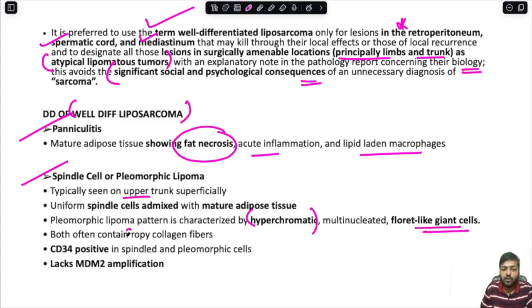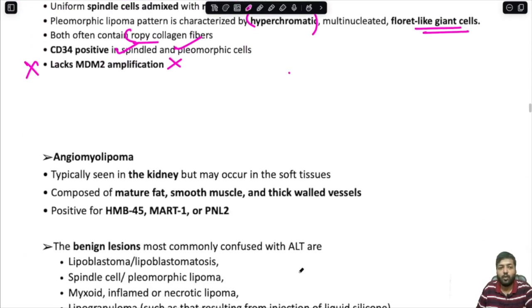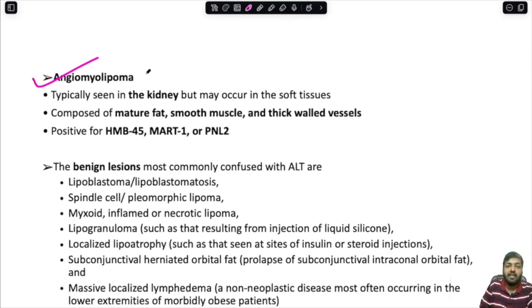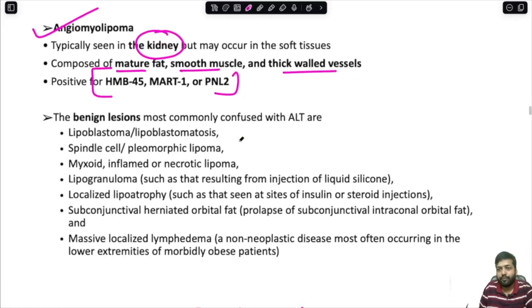Both often contain ropey collagen. And remember, CD34 positivity is present in both these types of lipomas and they lack MDM2 amplification. This is how you will differentiate the spindle cell or pleomorphic lipoma from liposarcoma. Then angiolipoma, typically seen in the kidney but may occur in the soft tissues, composed of mature fat, smooth muscle and thick walled vessels. They are positive for HMB45, MART1 or PNL2.